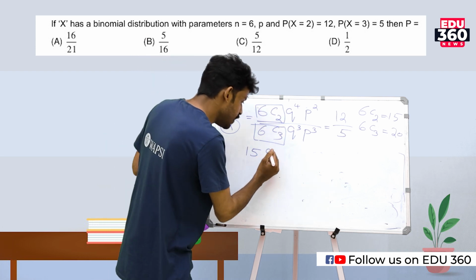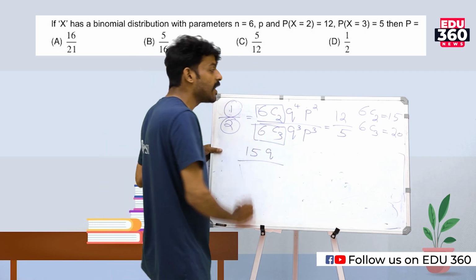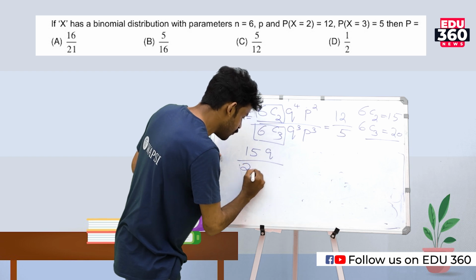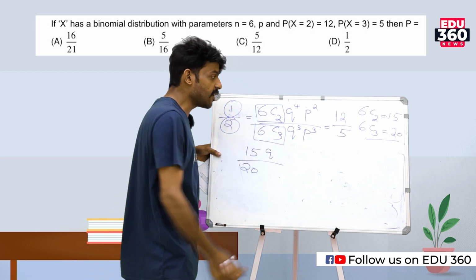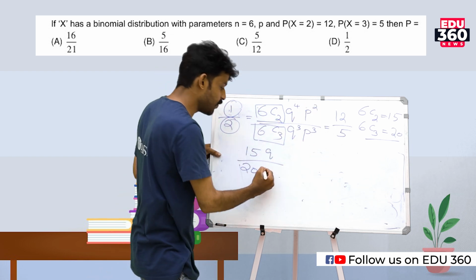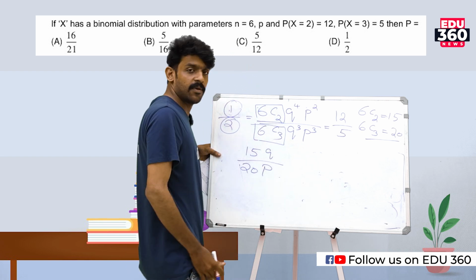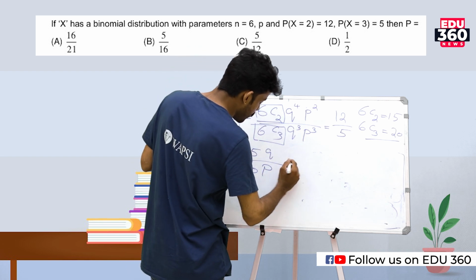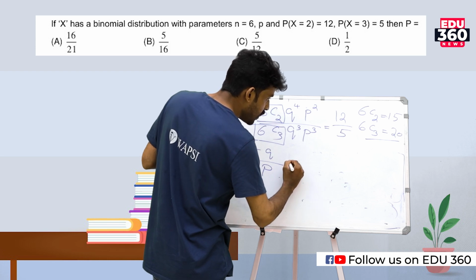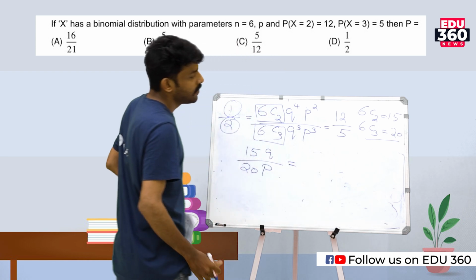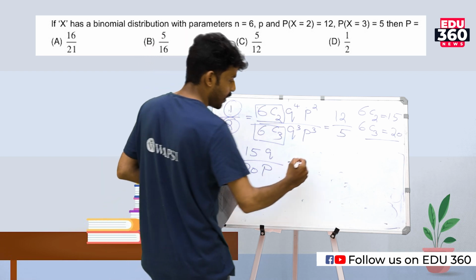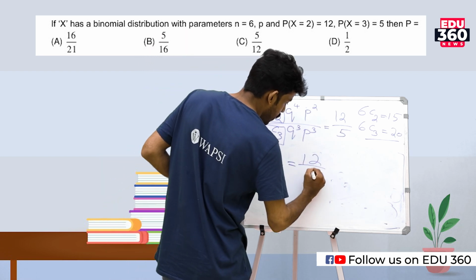So that is 15q divided by the value of 6c3. The value of 6c3 is equal to 20, so we can substitute here: 20 into p cube. Here it is p square, here it is p cube, so p is only remaining in the denominator. So 15q divided by 20p is equal to 12 by 5. What is the value? It's simple, 12 by 5. We can write it as 12 by 5.